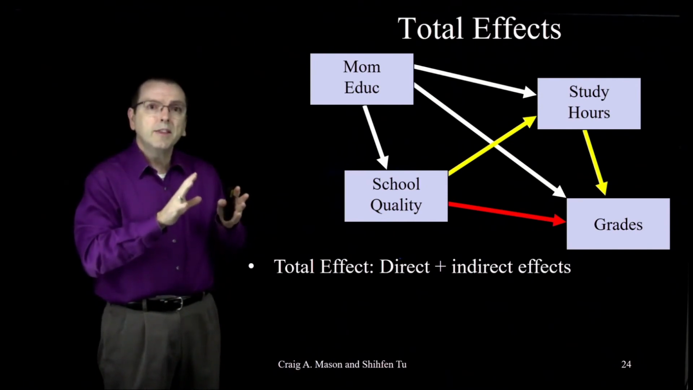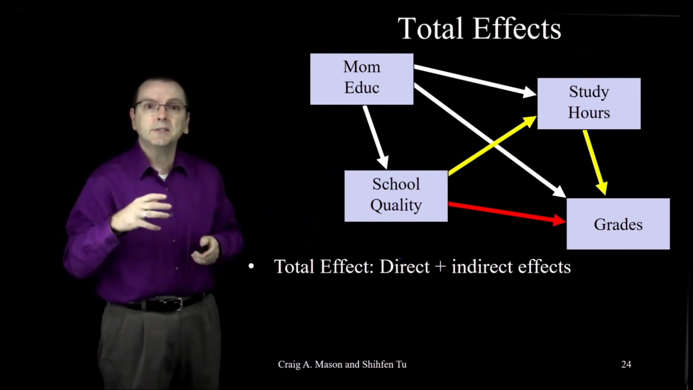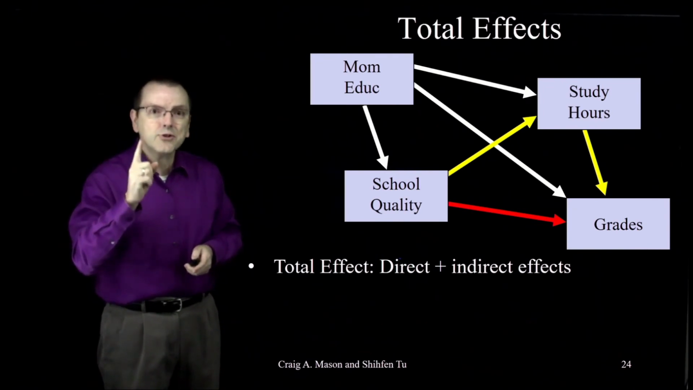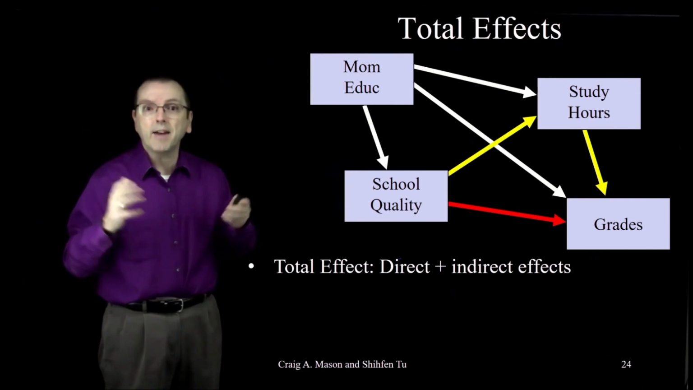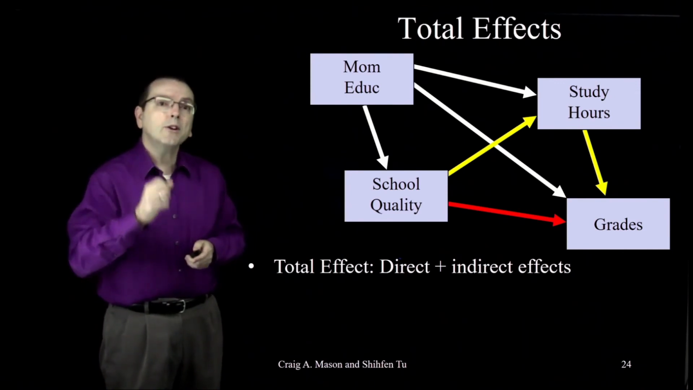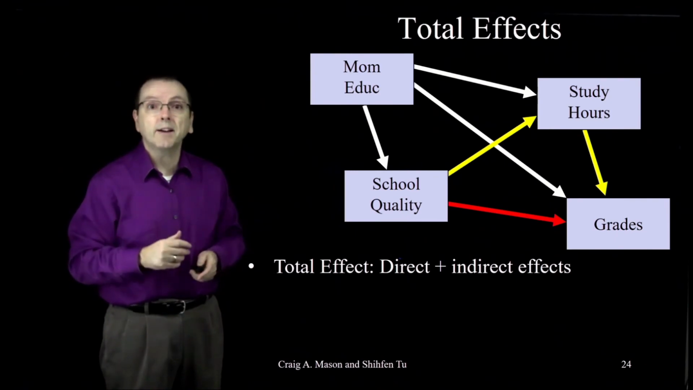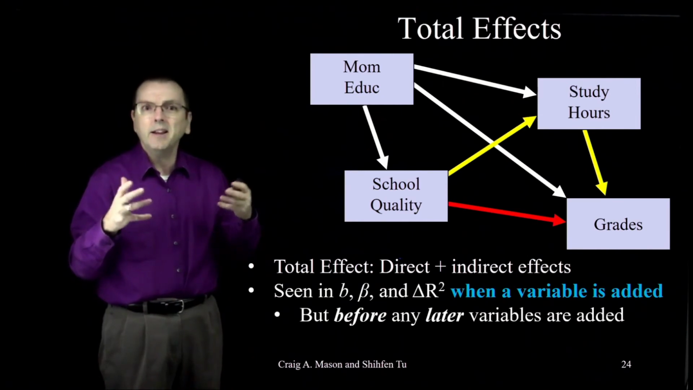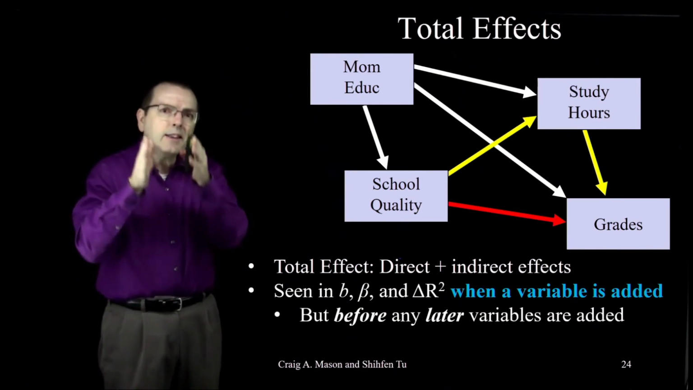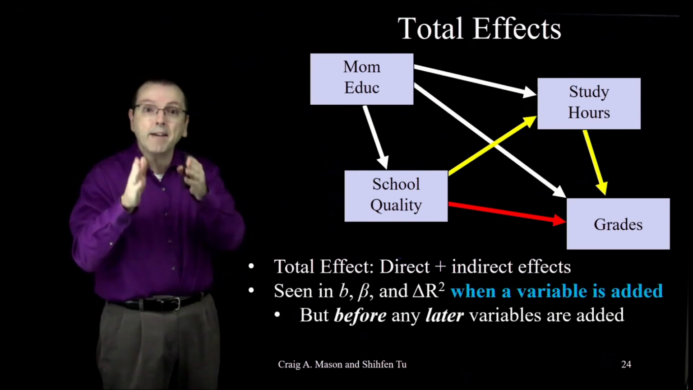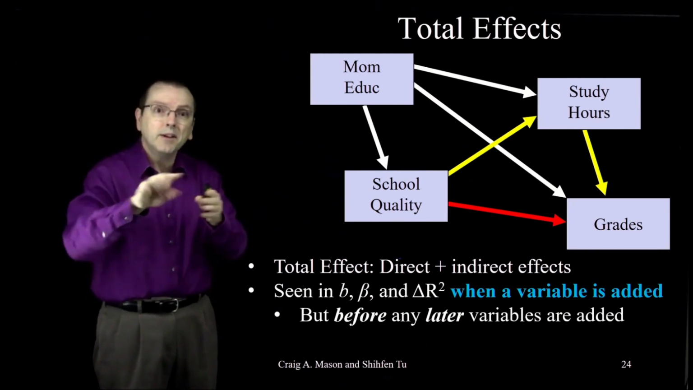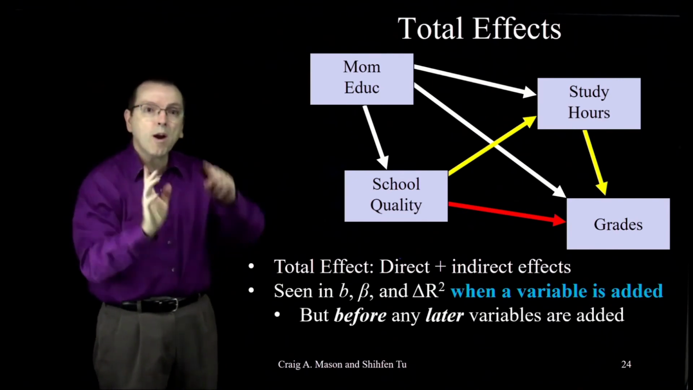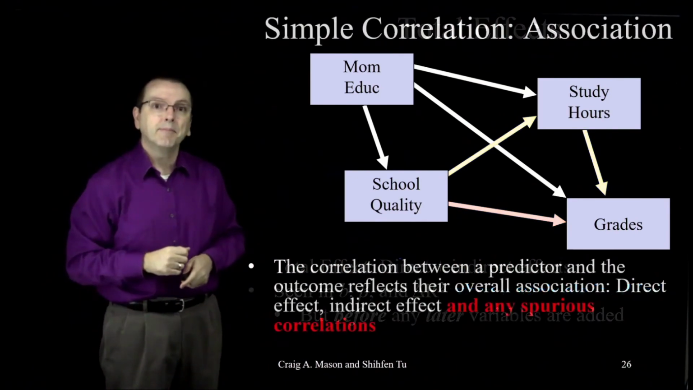Now, together, the direct and indirect effects for a variable equal its total effect. They literally sum to the total effect of that variable. In sequential multiple regression, a variable's total effect is seen in the unstandardized regression coefficient, or the beta, and the change in R squared, in the specific step in which that variable is added to the model. So it's after we've controlled for all the earlier variables, but before any later variables are added.